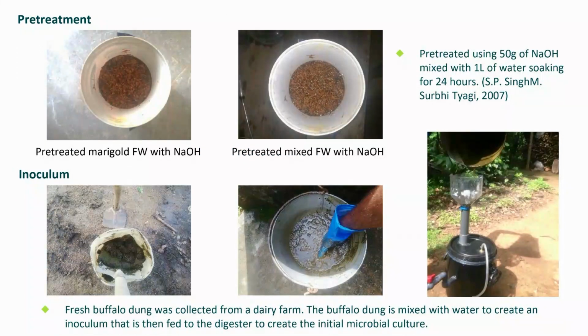Various pretreatment methods are used in the world, such as physical, chemical, and thermal. So, I chose the chemical pretreatment method using sodium hydroxide for this study. Pretreated using 50 grams of sodium hydroxide mixed with 1 liter of water, soaking for 24 hours. Prepare the inoculum using buffalo dung mixed with water, then feed it to the digester to create the initial microbial culture.